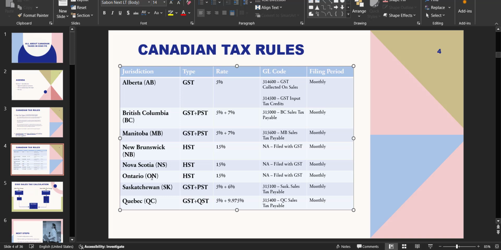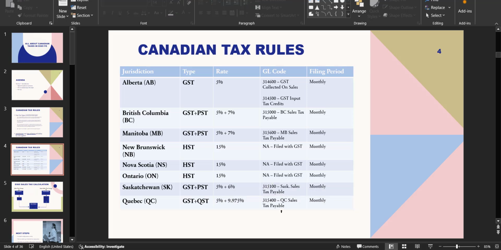All right. Now moving on to HST. If you are living in Ontario, as we said, it's HST applied, that's 15%. Knowing that you no longer have this concept of GST plus PST. You only have one single combined rate, which already includes the two portions, giving you a total of 15%. And same thing for Nova Scotia and NB, right? And finally, that's the QST we talked about for Quebec. You still have GST plus QST, and QST is going to have a rate of 9.975% with a specific GL posting.